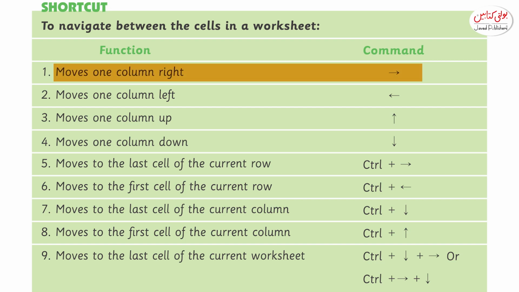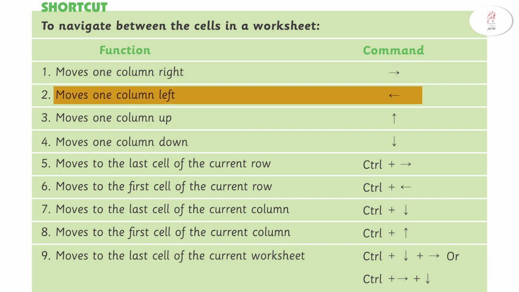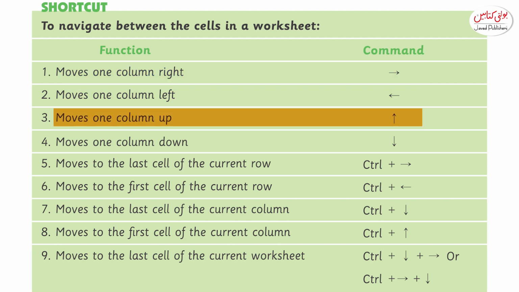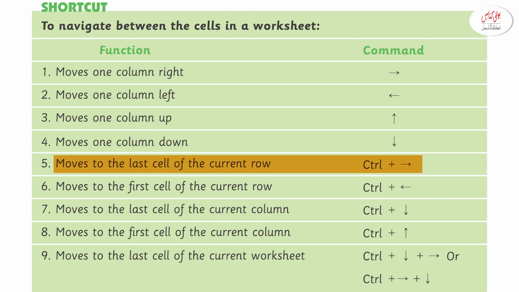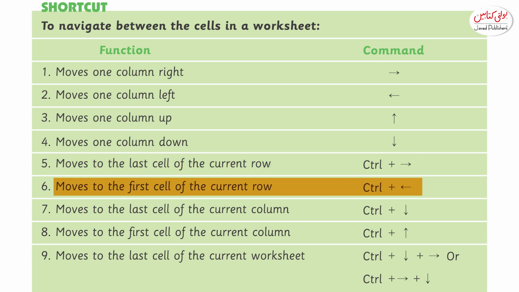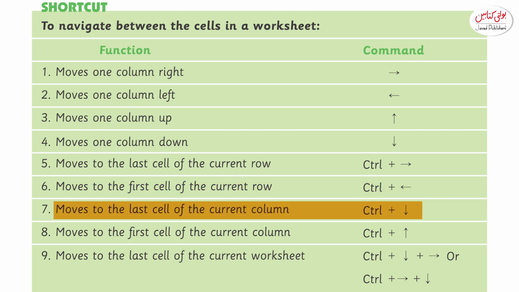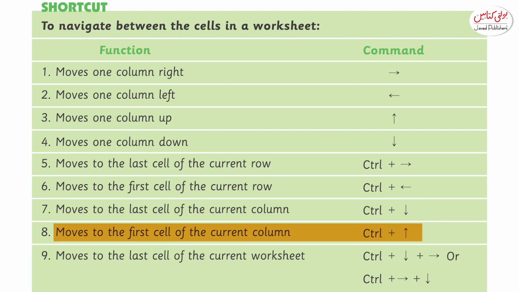To move one column right, press right arrow key. To move one column left, press left arrow key. Move one row up, up arrow key. Move one row down, down arrow key. Move to the last cell of the current row, Control plus right arrow key. Move to the first cell of the current row, Control plus left arrow key. Move to the last cell of the current column, Control plus down arrow key. Move to the first cell of the current column, Control plus up arrow key.